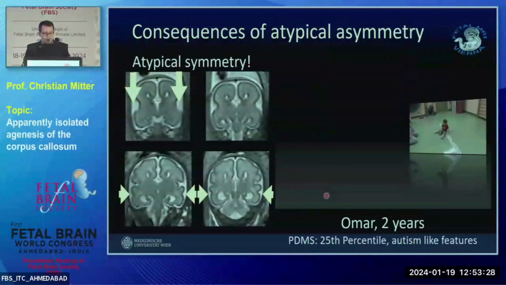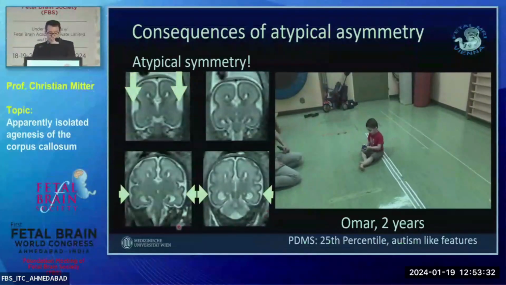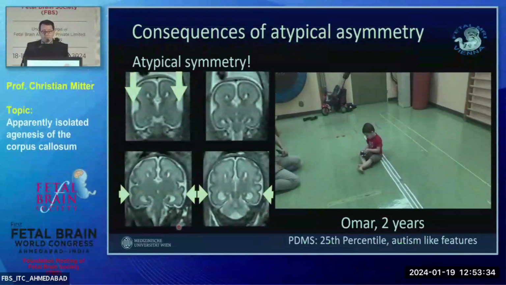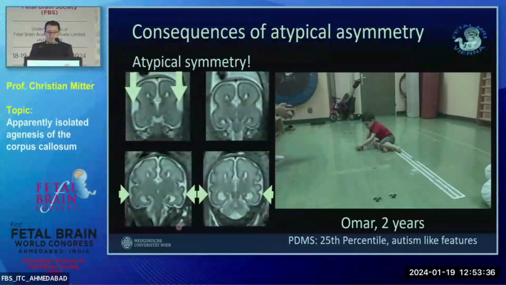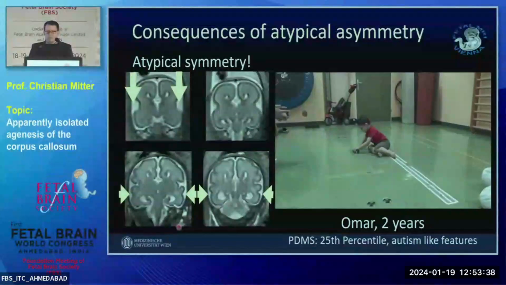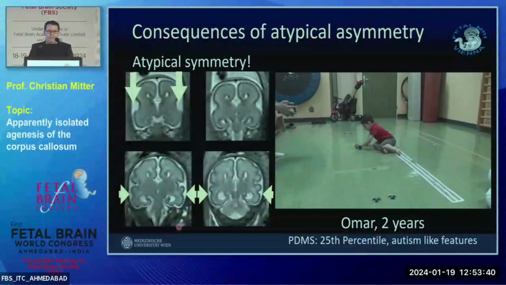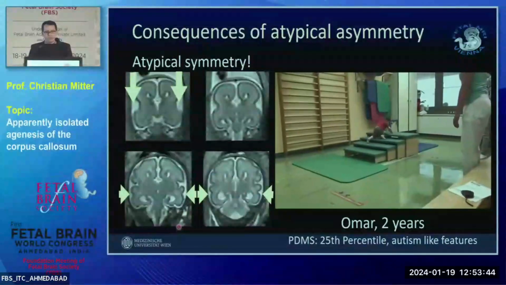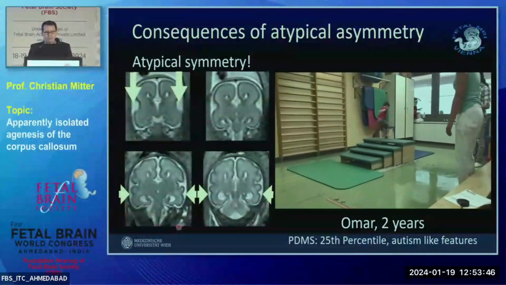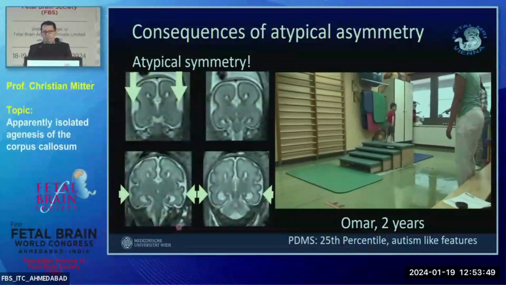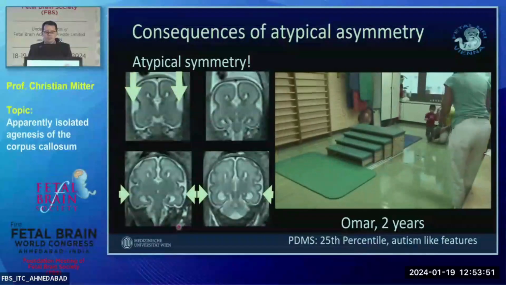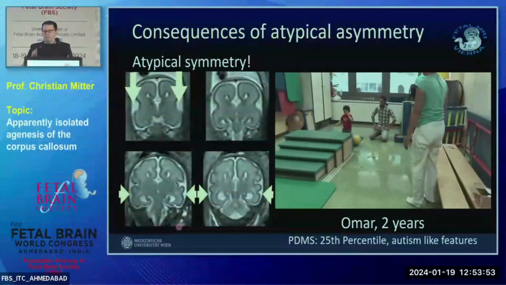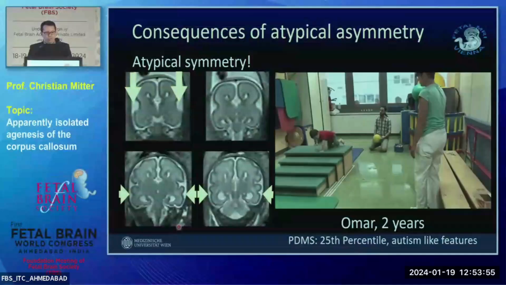And this fetus, after birth, showed a delay in development as well as autism-like features. The temporal lobe is important in language functions, in higher cognitive functions, in memory functions. And we see this atypical asymmetry not only in callosal agenesis, but also in other brain models.